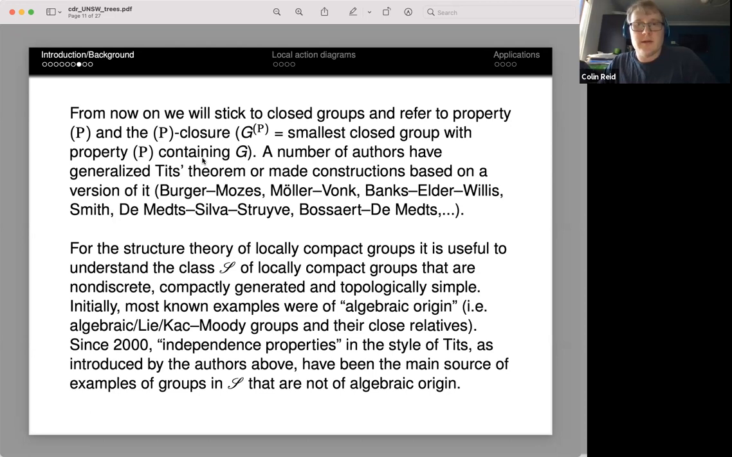There's been quite a lot of activity based on Tits' theorem or versions of it. So I've just listed some authors here. I don't want to spell out everything they've done, but there's various constructions. Some of them are not acting on trees anymore. Like there are examples with Tits independence property fractions on buildings. Probably you could do the same for CAT(0) square complexes as well, although I don't know if that's been done yet.